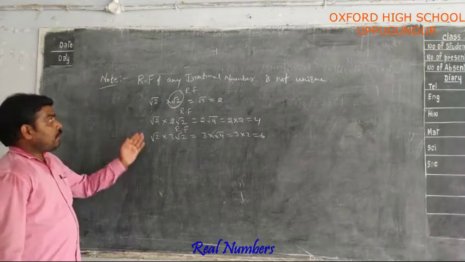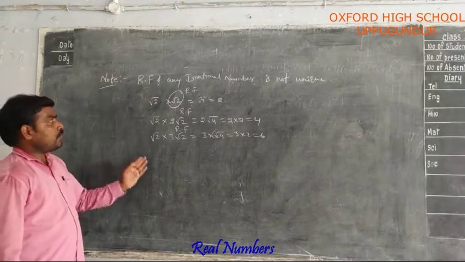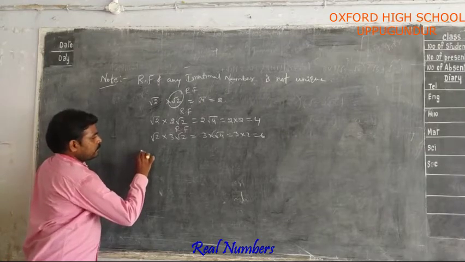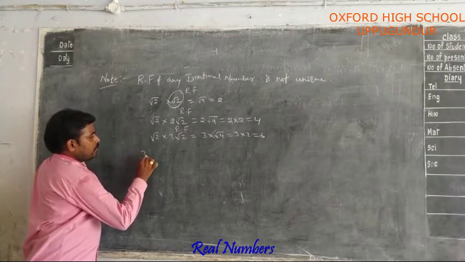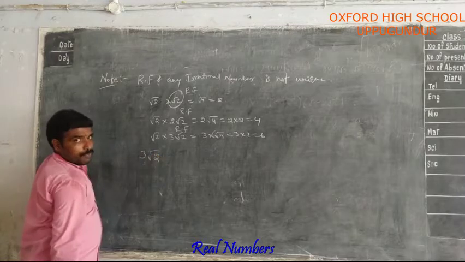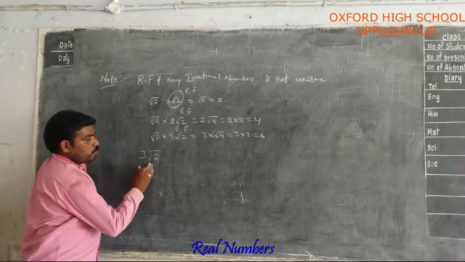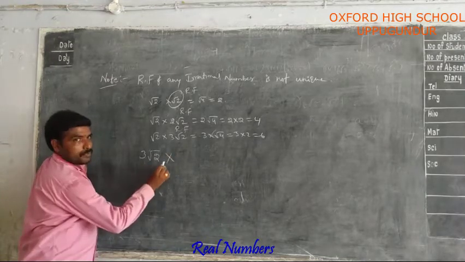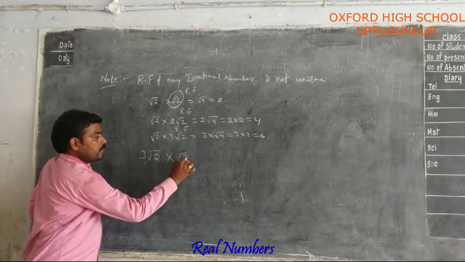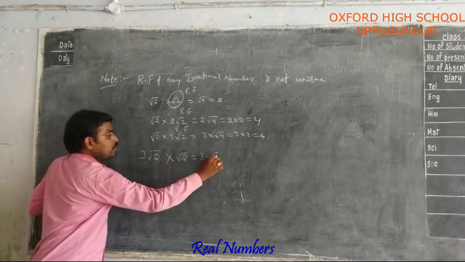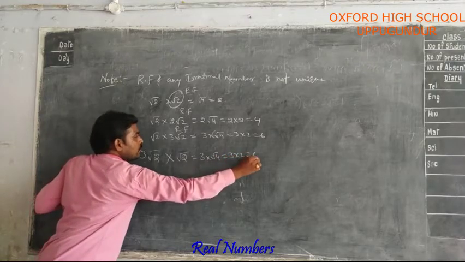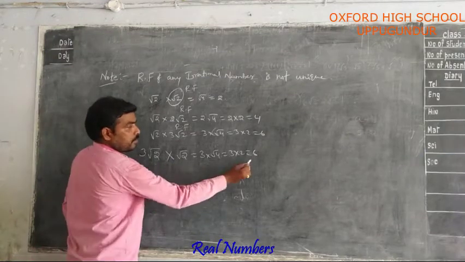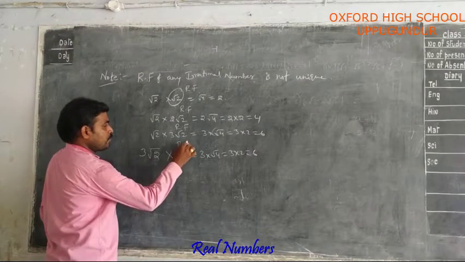In general, when you rationalize any irrational number, we use the simplest form of a rationalizing factor. Suppose you want to rationalize 3 root 2. To rationalize this number, in general, we use the simplest form. If you consider root 2, 3 into root 2 into root 2, root 4, you get 3 twos are 6. Here 3 root 2 into root 2, you get 6. So here the rationalizing factor is root 2.